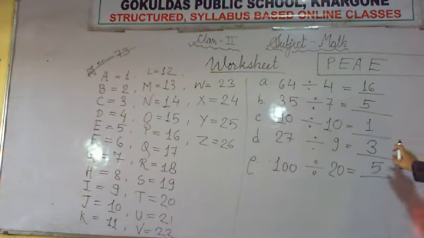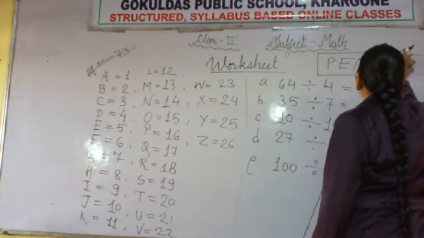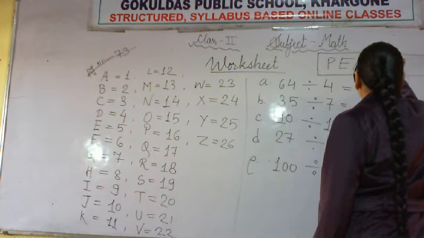We missed a number, sorry. We missed a number for D. That is number 3. 3 means C. So before E, let's write C.